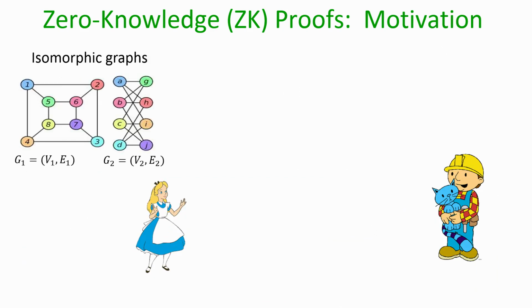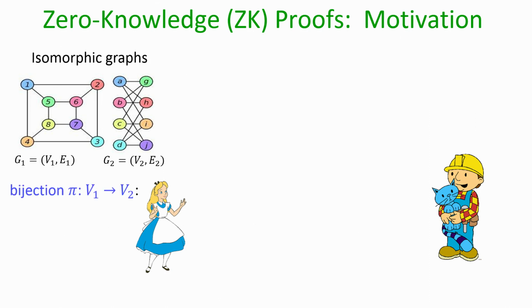Let us see another motivation. Imagine Alice has two graphs here, and pictorially these two graphs are drawn in a different way. The vertex names are different, the edge names are different, and so on. But it turns out that structurally the two graphs are isomorphic to each other.